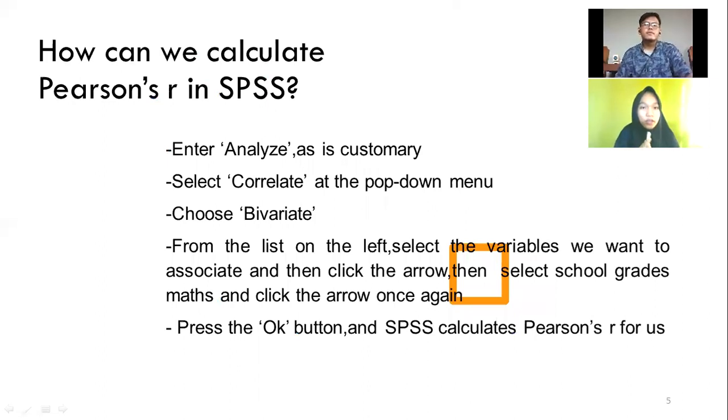And how can we calculate Pearson's r in SPSS? For the first one, enter analyze as is customary, and the second, select correlate at the pop-down menu, and then choose bivariate. And from the list on the left, select the variables we want to associate and then click the arrow. Then select School Grades Maths and click the arrow once again. And the last, press the OK button and SPSS calculates Pearson's r for us.